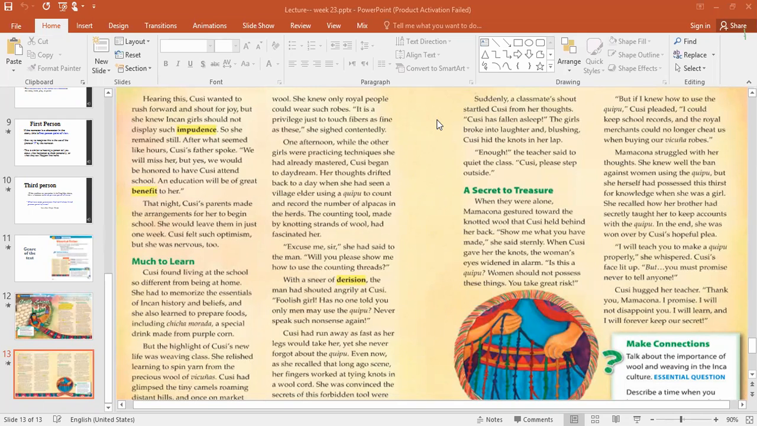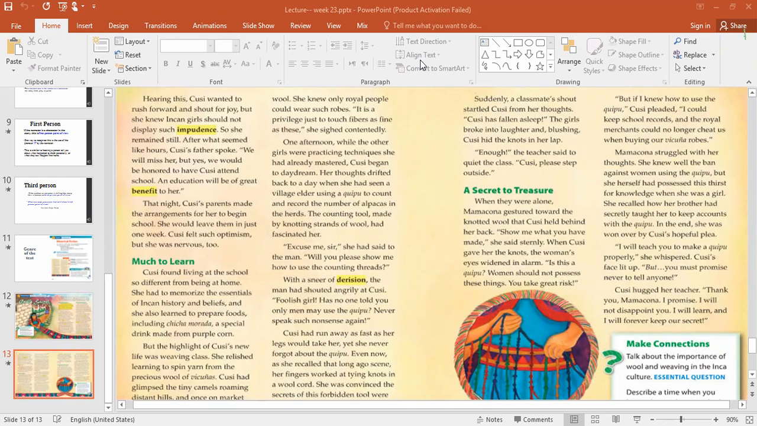That night, Kuzi's parents made the agreements for her to begin school. She would leave them in just 1 week. Kuzi felt such optimism, but she was nervous too. So that night her parents did the agreement. Of course, her parents should maybe sign some papers or something. So they did the agreements for her to begin school, and she would leave them in just 1 week. So she still has 1 week with her parents, and she's going to leave them.